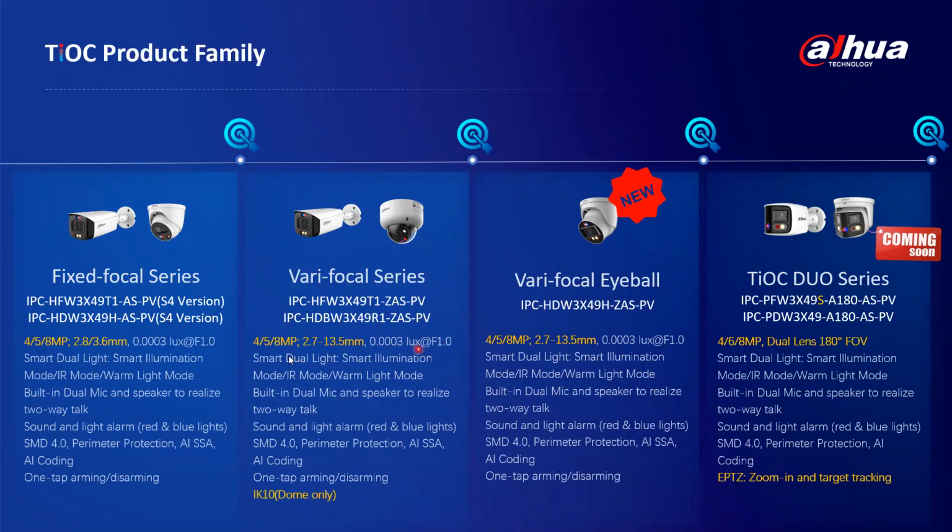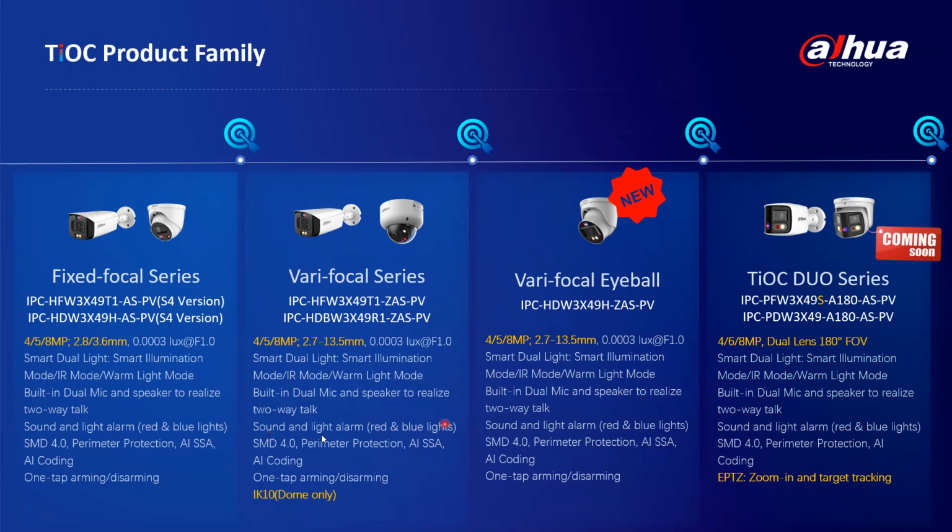So similar to some of these functions that we had before for the fixed focal series, we find that again they're repeated on this product model. So we have the smart dual lighting that has 3 modes. There's a built-in dual mic to capture better audible sounds from the surrounding. Then again, a speaker to enable it to realize the two-way talk between the two different parties or two different places. We have sound and light alarm. The light alarm, let's say, for example, that we have the red and blue lights, and the sound, we have some customized sounds that can be uploaded to the camera through the application itself.